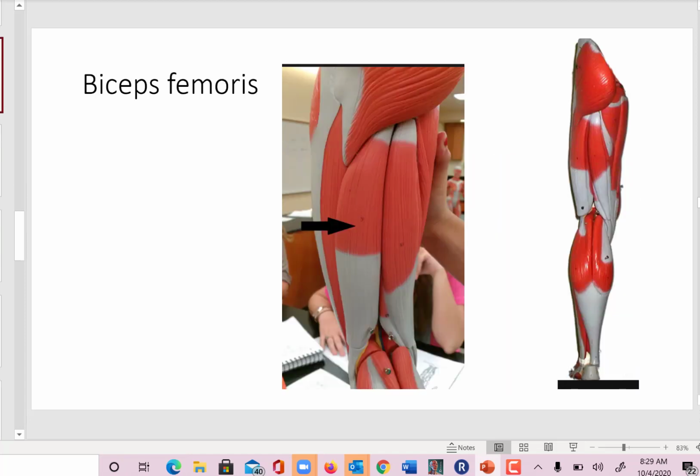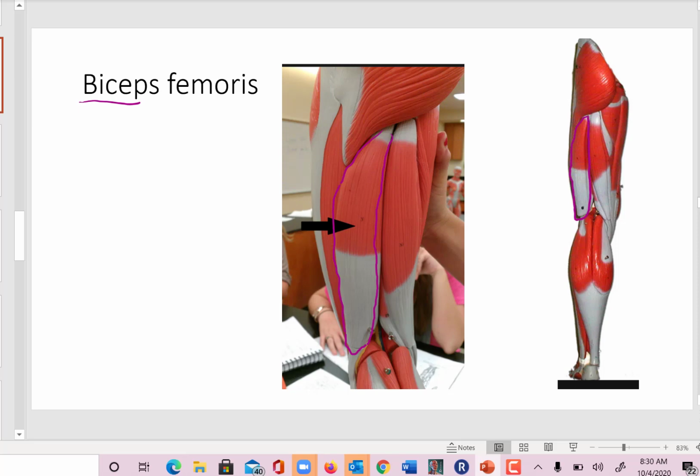Moving to the posterior side of our thigh, our first muscle up here is the biceps femoris. Biceps. That tells us there are two origins. And it's this muscle here. This big muscle is on the lateral side of your posterior thigh. Here it is shown on this model. It's on the lateral side of your posterior thigh.